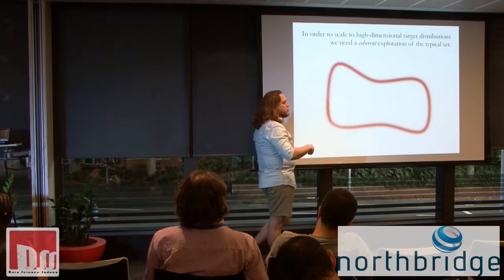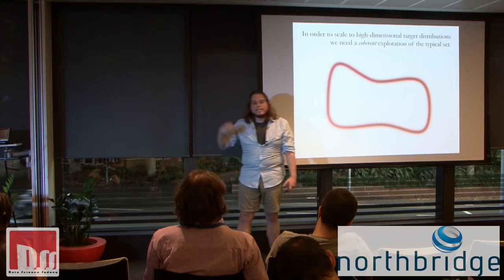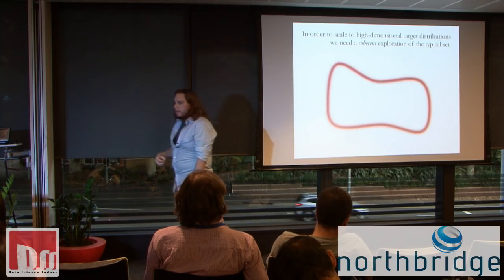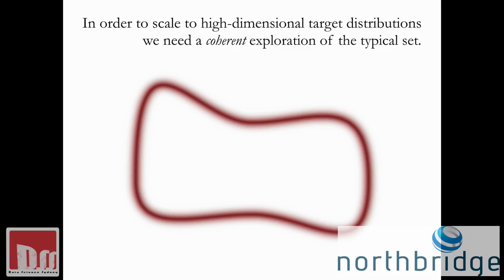Instead, what I need is some directed exploration. I need information to tell me where to go. Ideally, I'd like to get some sense of where the typical set is, so if I start moving away, I can come back and kind of glide through the typical set. Right? And this is going to give me the kind of coherent exploration that moves me from one side to the other with as little computational effort as possible.